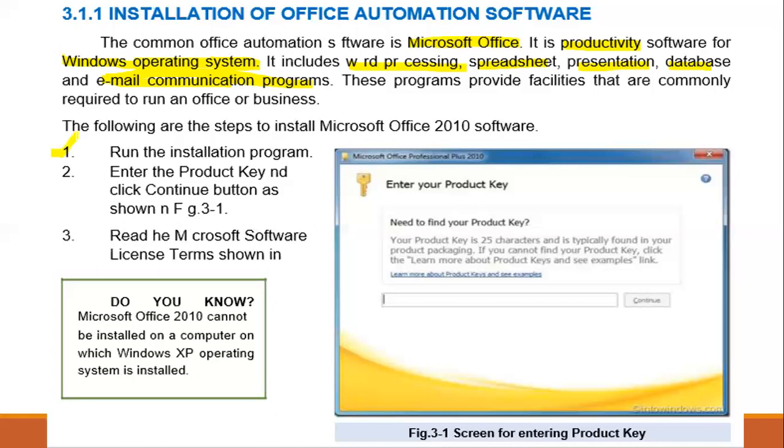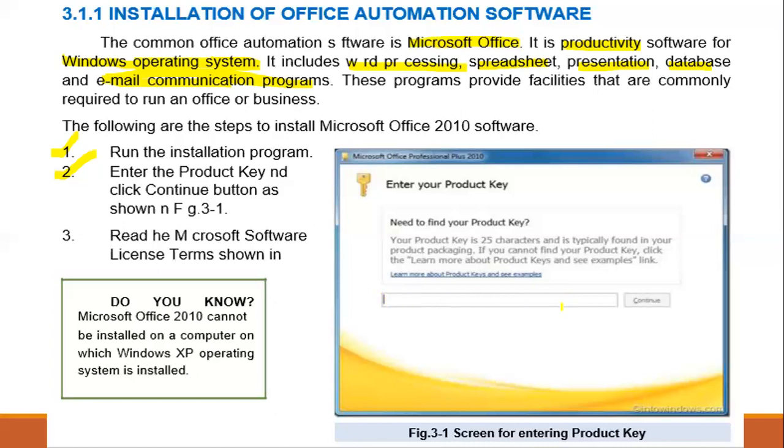First of all, you have to buy the CD of Microsoft Office and then run the installation or run the setup file from that CD. After running the installation program, it will ask you to enter the product key, and that product key is usually written on the cover of the CD. Simply type the product key in this portion. The cursor is blinking over here.